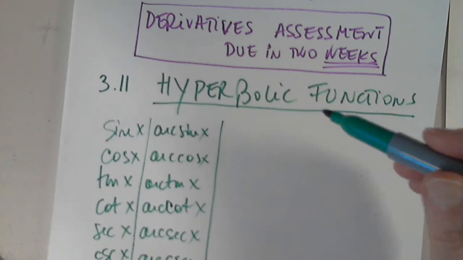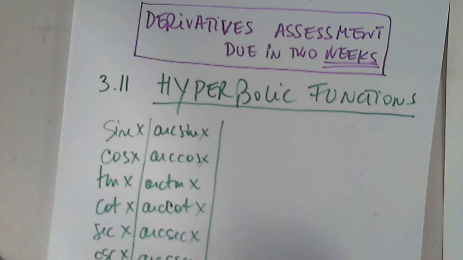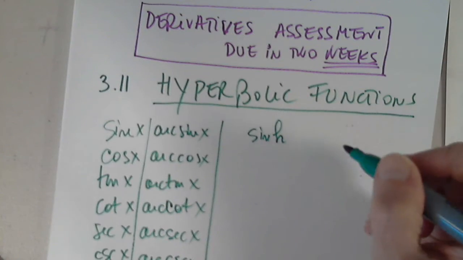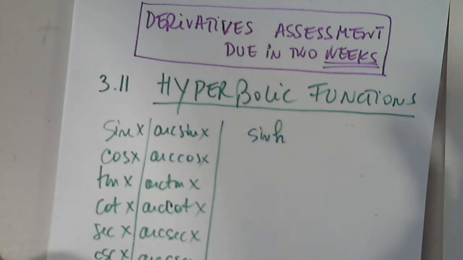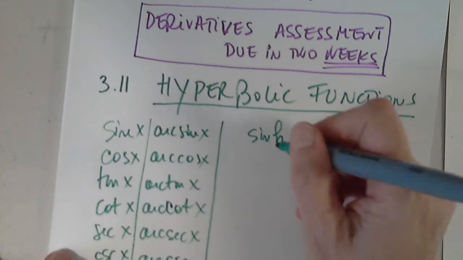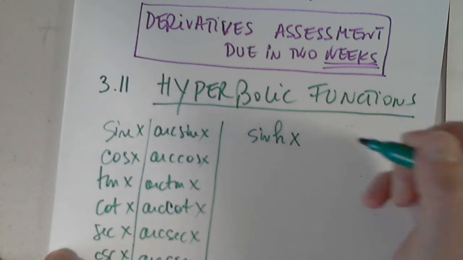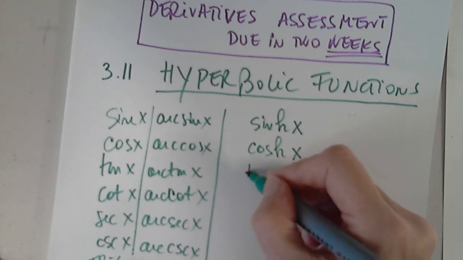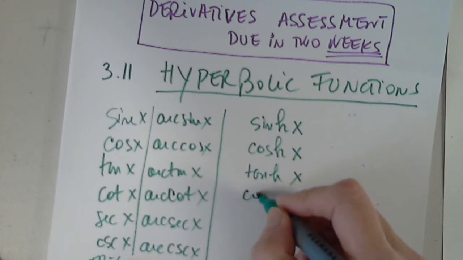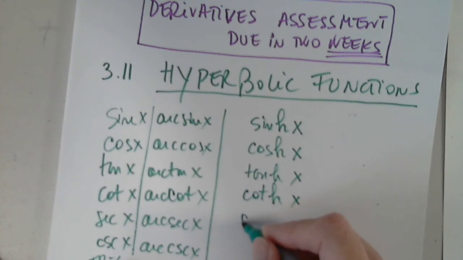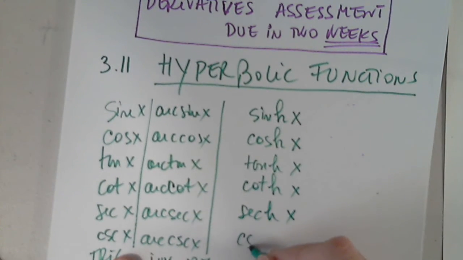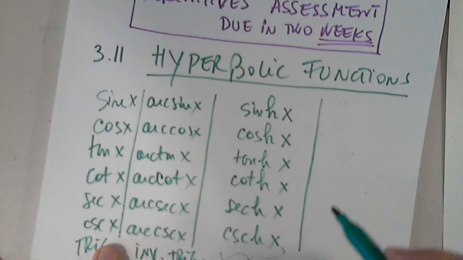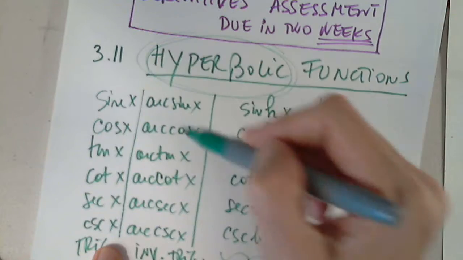We have also 6 hyperbolic functions and their inverses. Hyperbolic, I heard some people call it cinch. I don't know. It's up to you. I call it hyperbolic sine, hyperbolic cosine, hyperbolic tangent, hyperbolic cotangent, hyperbolic secant, and hyperbolic cosecant, and of course their inverses. These are the hyperbolic functions and their inverses.